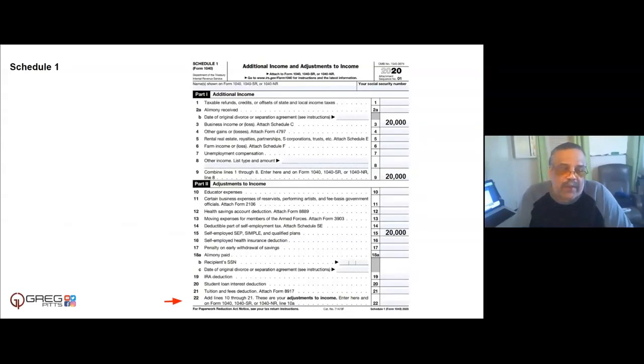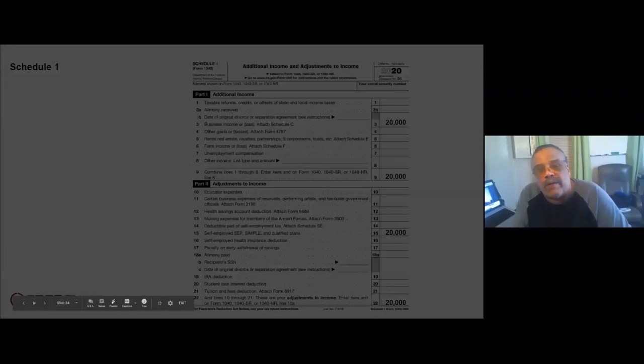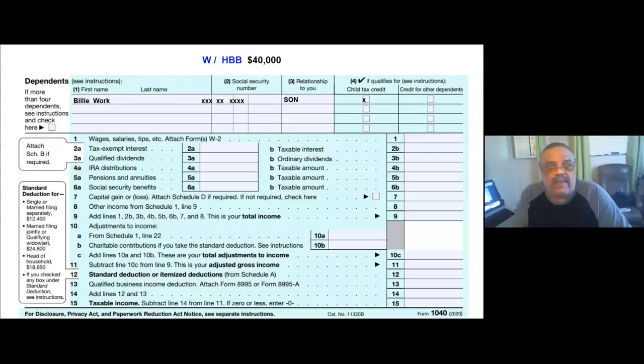Okay, going to put that $20,000 in that IRA, bring that down to line 22. And it says there, these are your adjustments to the income. Enter here and on form 1040, line 10A. So we go back to 1040 form and start filling out your 1040.